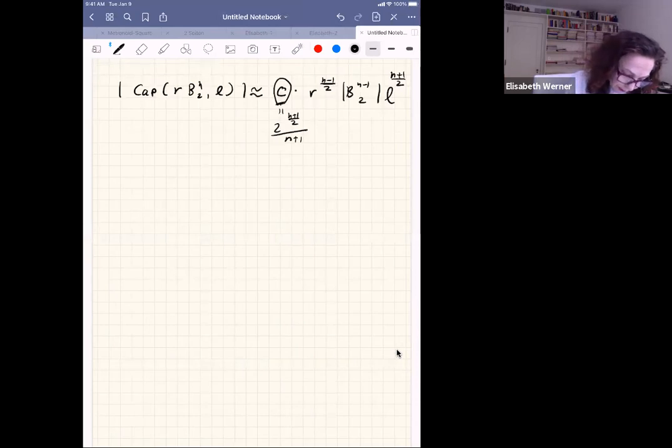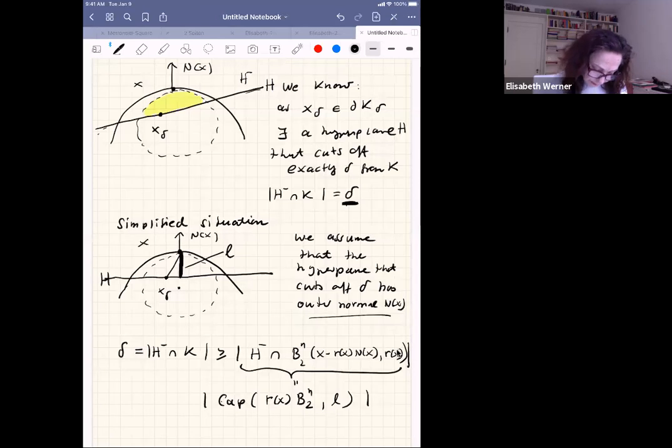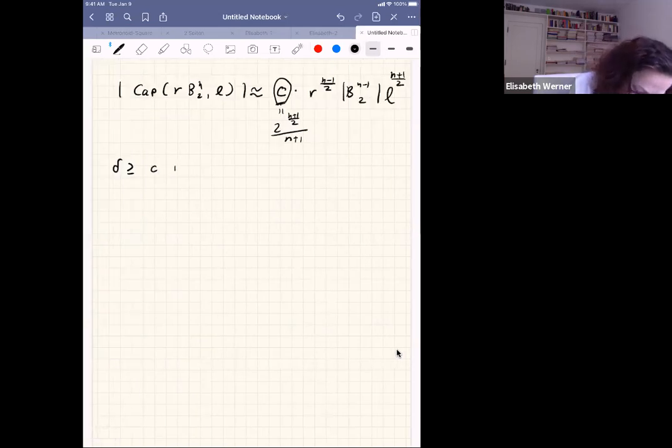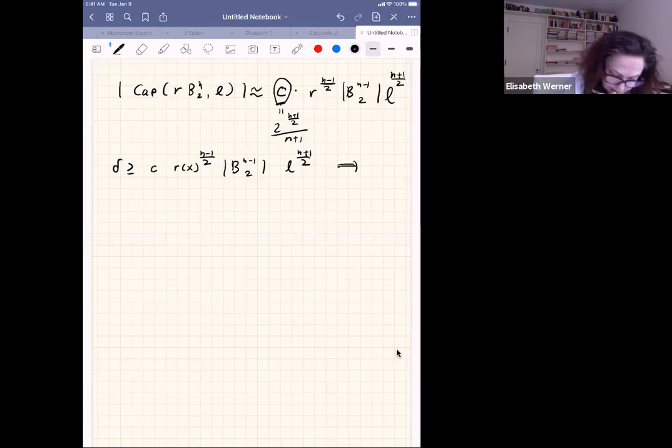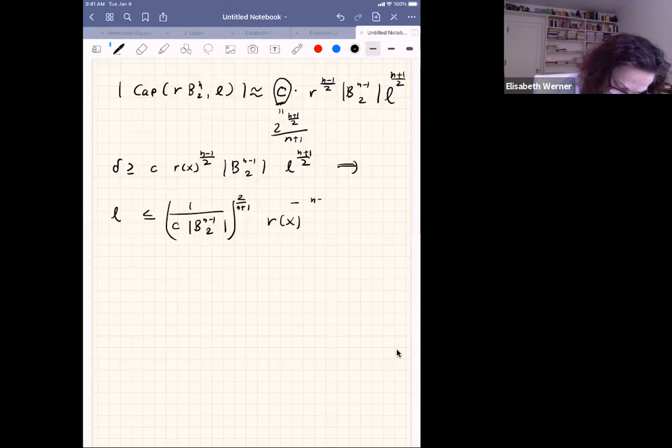So if we continue from the previous page, we'll get that delta is bigger or equal than the volume of the cap, where we look at the Euclidean ball with radius R of x. So we'll get a constant, then R of x to the n minus 1 over 2, and then L to the n plus 1 over 2. So I'll solve for L. We'll get that L is smaller or equal than 1 over C to the power 2 over n plus 1, times delta to the power 2 over n plus 1, and then R of x to the minus n minus 1 over n plus 1, which is good.